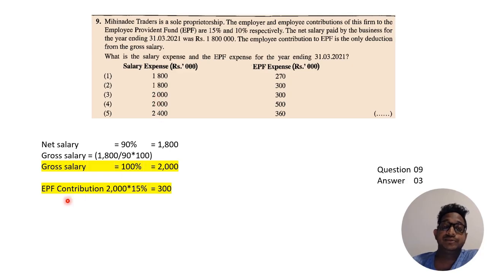And the EPF contribution, they're asking the EPF expense. As I told you earlier, when you are considering the EPF expense, you should consider only the 15%, which means the employer contribution to the EPF. So 2000 into 15% is 300. So question number 9 answer is number 3.